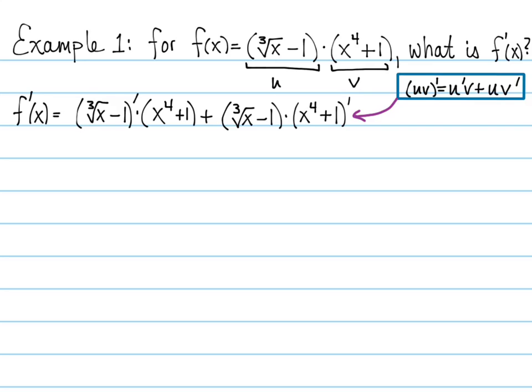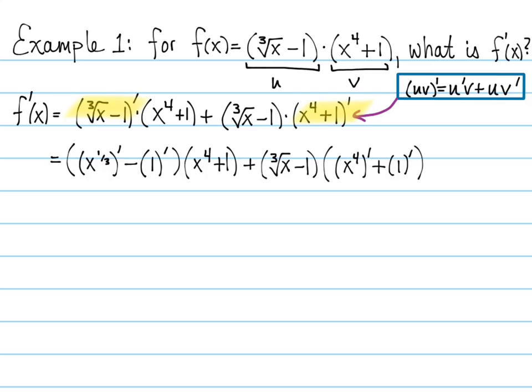So after you've gone ahead and written it in this way, we can start actually taking the derivatives of the cube root of x minus 1 over here and x to the fourth plus 1 over here. Both of those are sums or differences, and so the next set of derivatives is written like this. The derivative of the cube root of x minus 1 is just the derivative of the cube root of x minus the derivative of 1. And the derivative of x to the fourth plus 1 is the derivative of x to the fourth plus the derivative of 1. Now we just have to use the power rule.